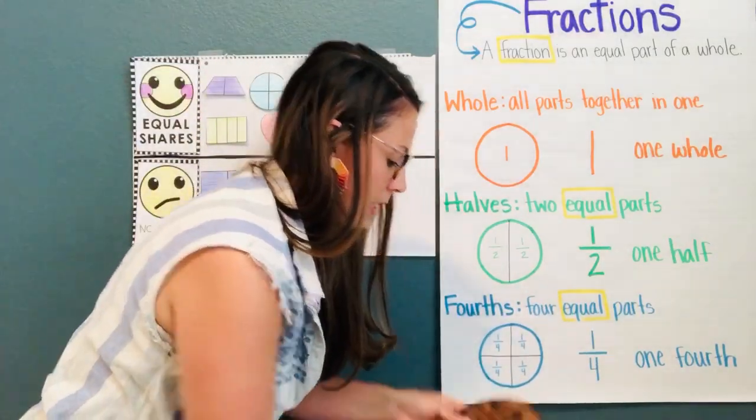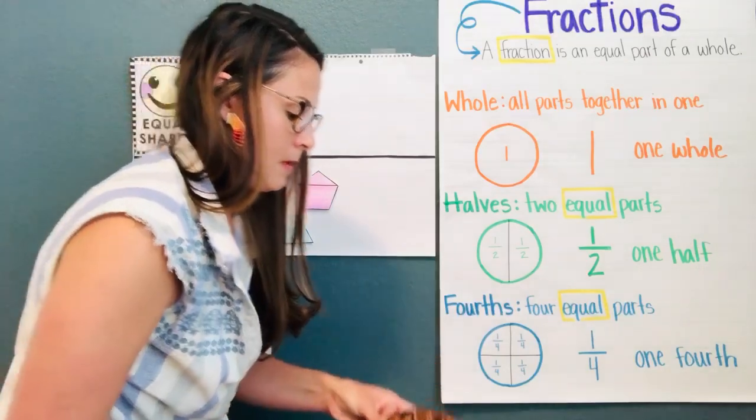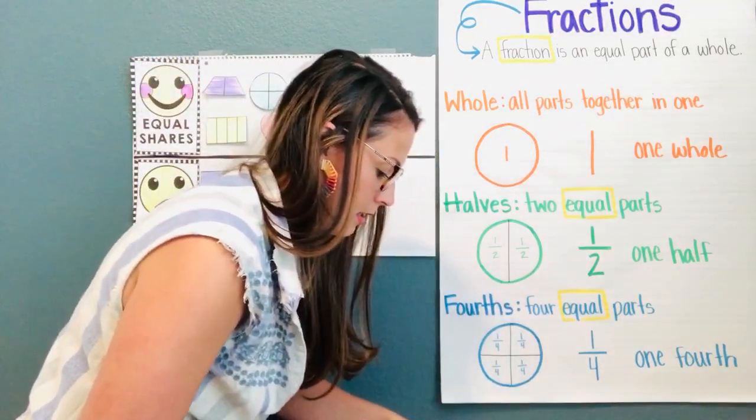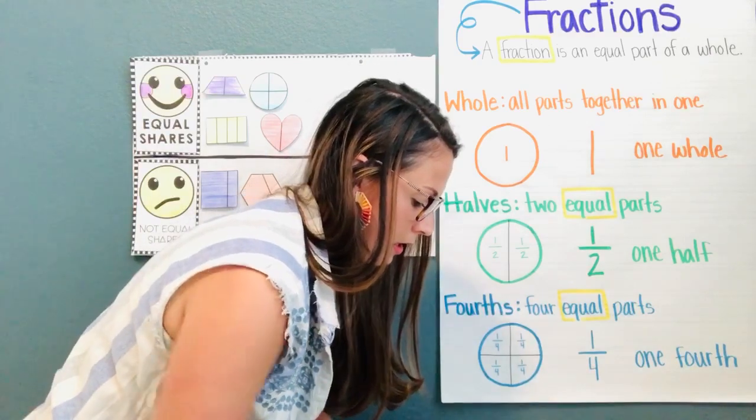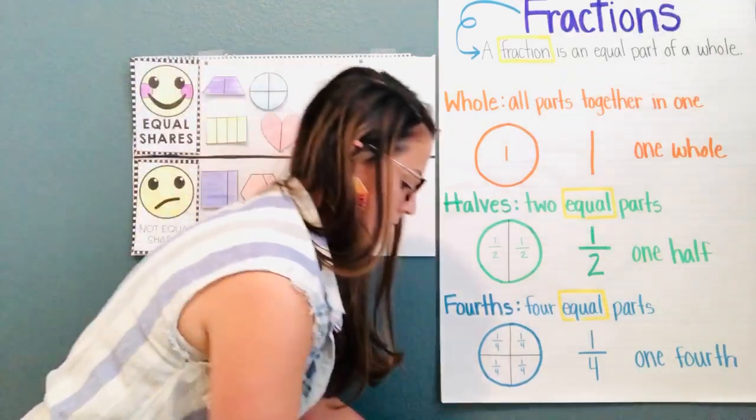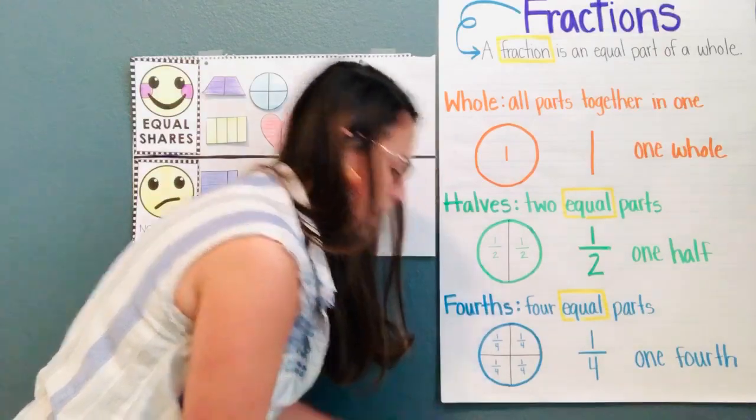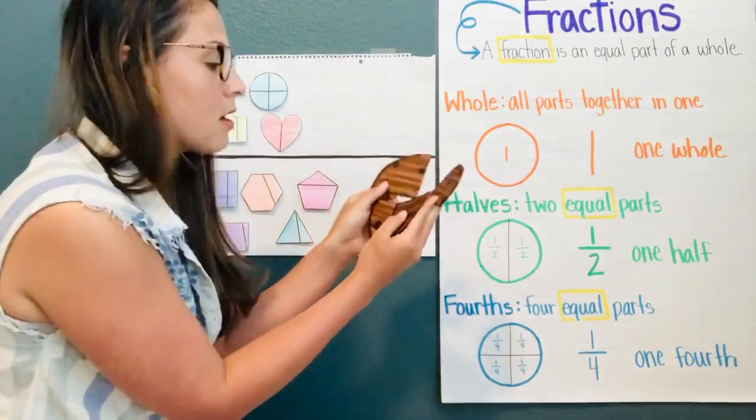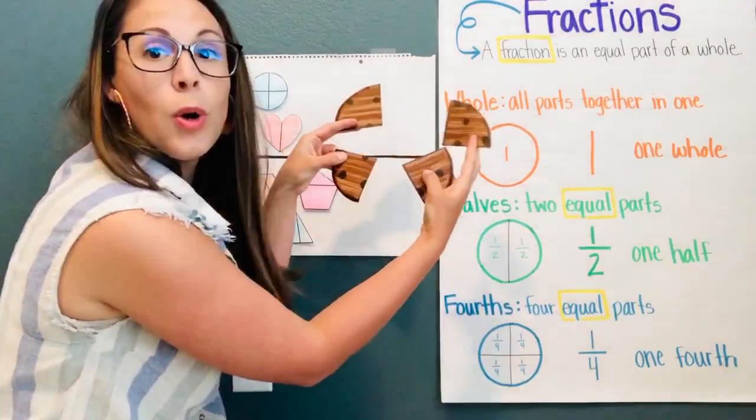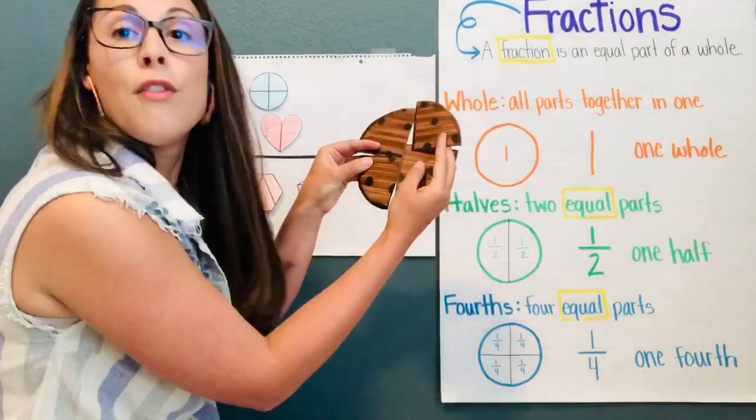And if I wanted to again, I'm going to cut it so I have 4 equal parts. Now it's hard to kind of tell when they're cut, but they were all together, and I made 4 equal parts, or fourths.